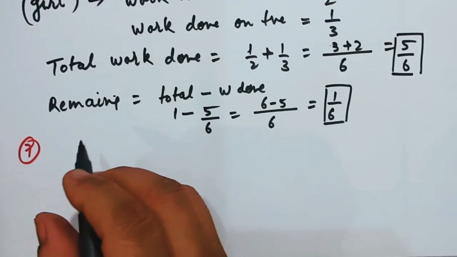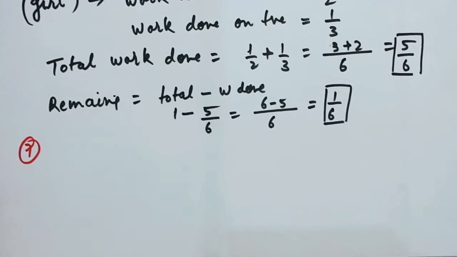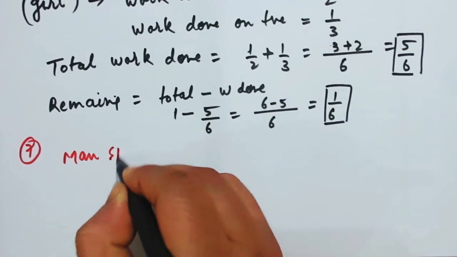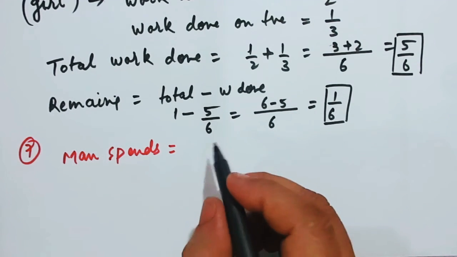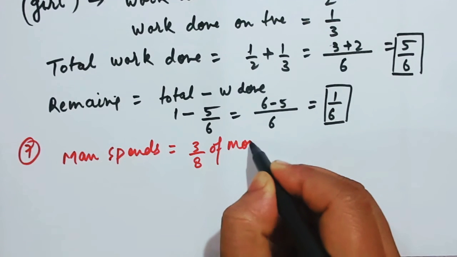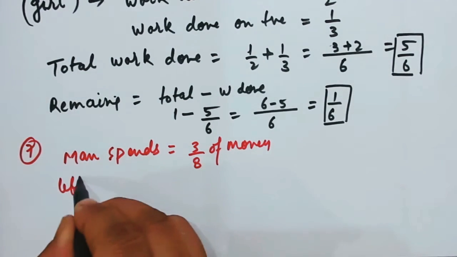Skip it. A man spends 3 by 8 of his money and still has 720 left with him. Yes, from here something very important starts. The man spends how much? My dear, man spends how much? Man spends 3 by 8 of the money. Now, when the man spends 3 by 8 of the money, how much is left?